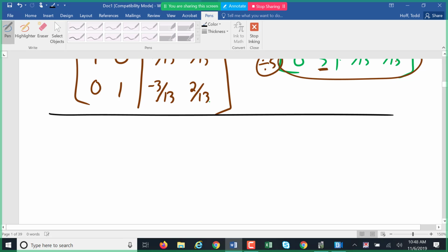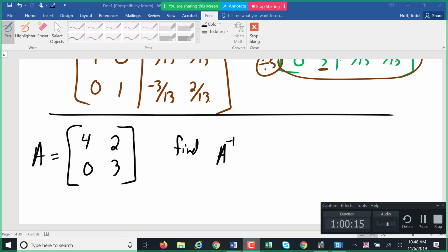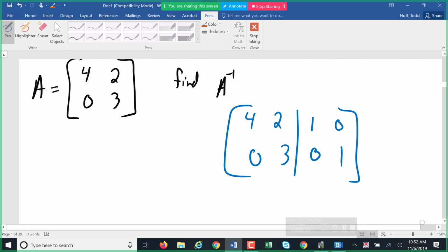I'm going to let you guys try one in your notes. So I'm going to call this matrix A. I ask you to find A inverse. I'm going to give you a few minutes to work on that. Use whichever method you prefer. Let's take a look and see if you're going the right route here.